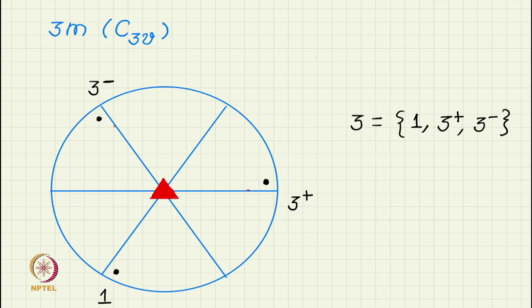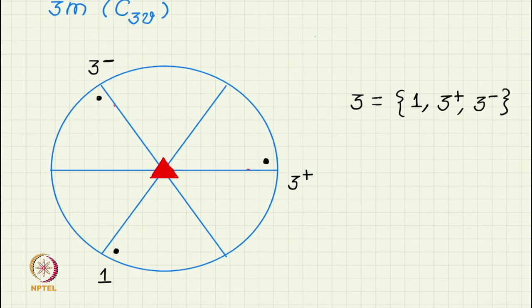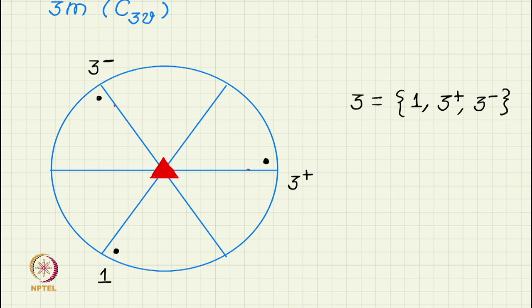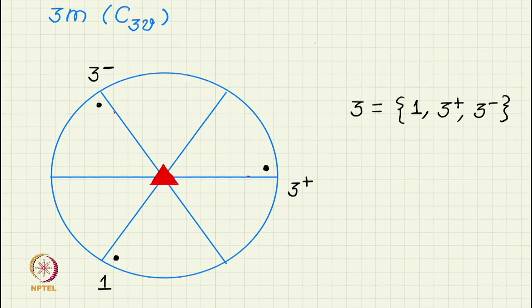Now, let us discuss the next one, where we have a three-fold axis and we place a mirror plane parallel to the three-fold axis. To generate a group which consists of a mirror plane parallel to a three-fold axis, we start with the point group 3, which has 3 operations, 1, 3 plus and 3 minus, and corresponding to the three operations, we have three general positions in the stereogram, which we have also designated as 1, 3 plus and 3 minus. Now, to convert this group into 3M, we have to add a mirror plane parallel to the axis.